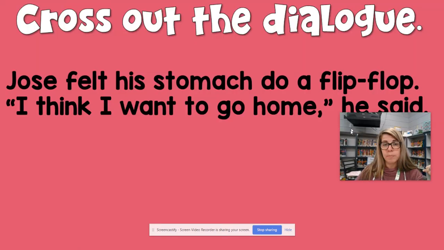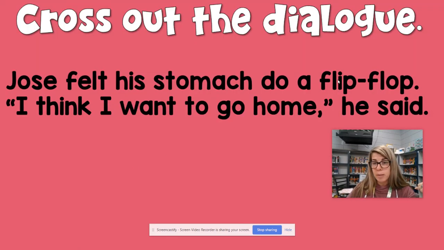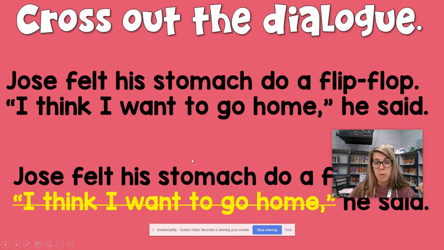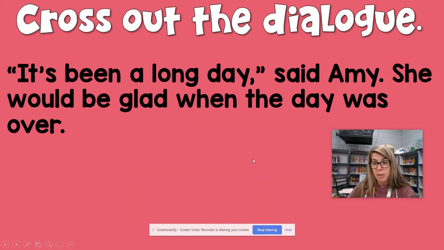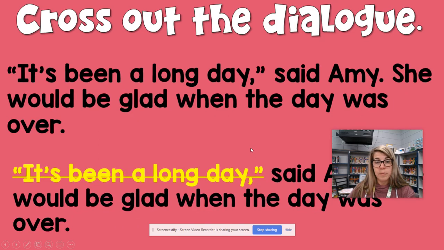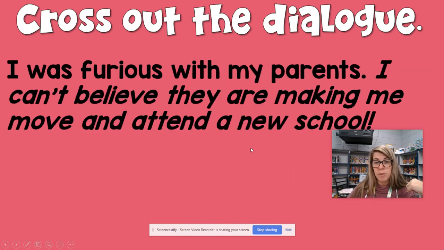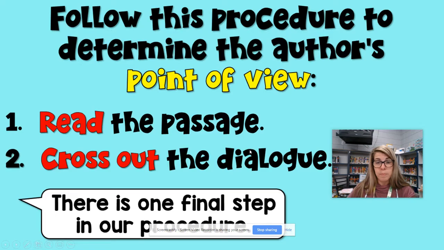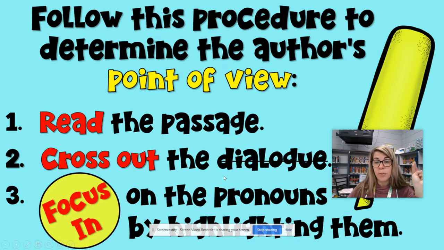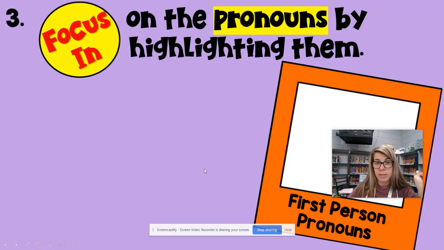So look at this one. Jose felt his stomach do a flip-flop. "I think I want to go home," he said. So here we go. We crossed out the dialogue. The third step is focus on the pronouns that are around that dialogue.